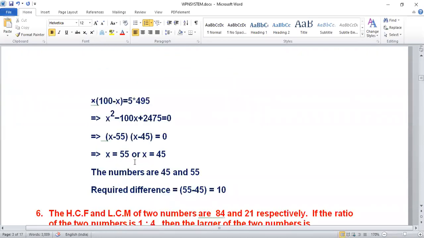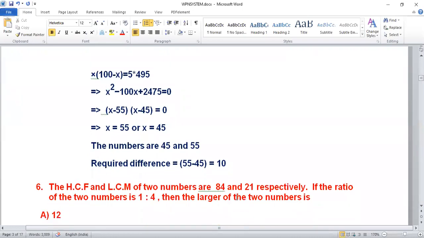So if you solve it, you're getting x equal to 55 or x equal to 45. So the numbers are 45 and 55. So the required difference would be 10. Okay.